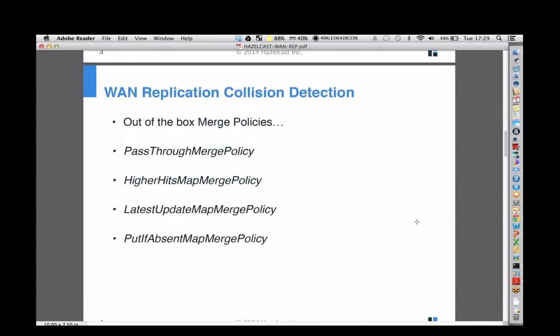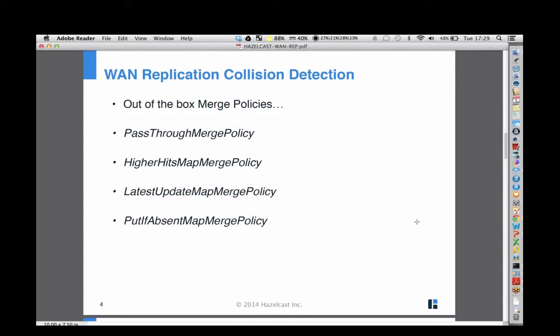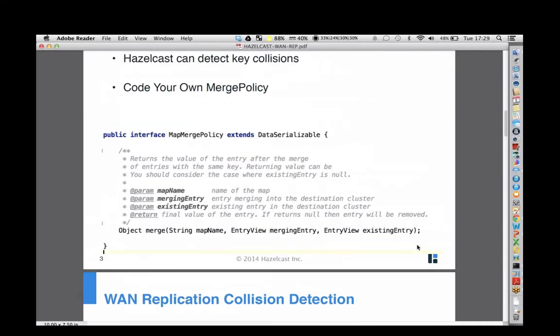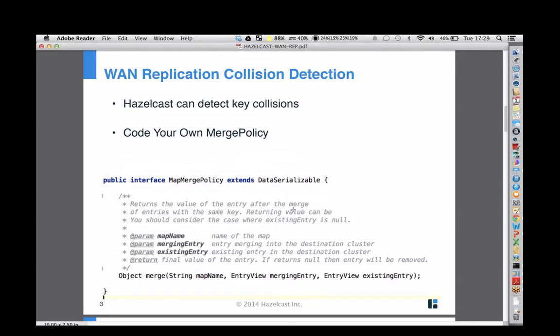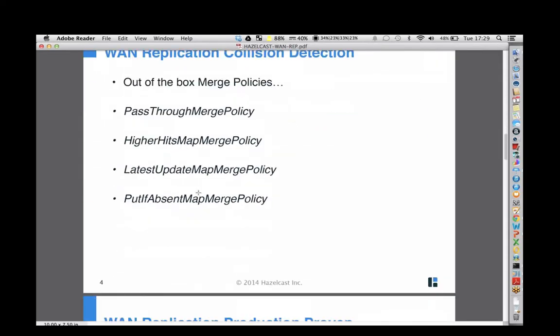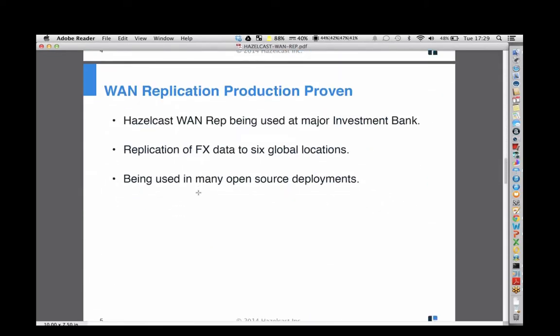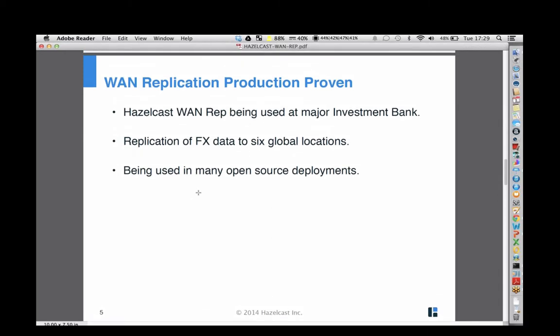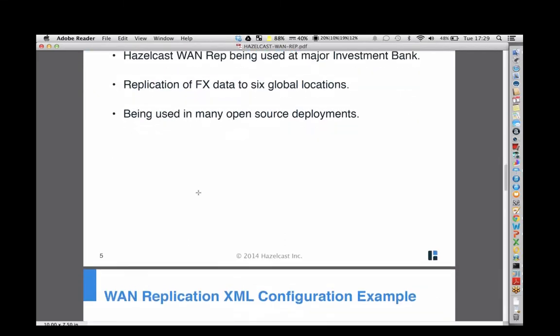We have a number of out-of-the-box collision detection policies. Here are a few. There's pass-through, which just passes through, and then there are different ones that have to do with high hits or latest update map merge policies. But as I mentioned, you're entirely free to implement your own with the map merge policy interface, and you can configure that then to the replication. WAN replication is production proven. It's being used at major investment banks, and it's also being used in many open source deployments.